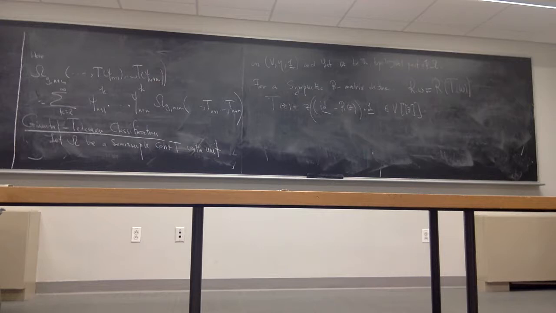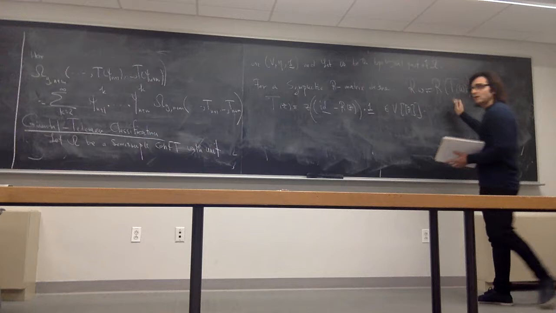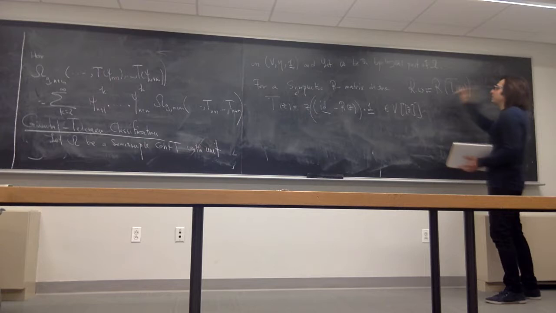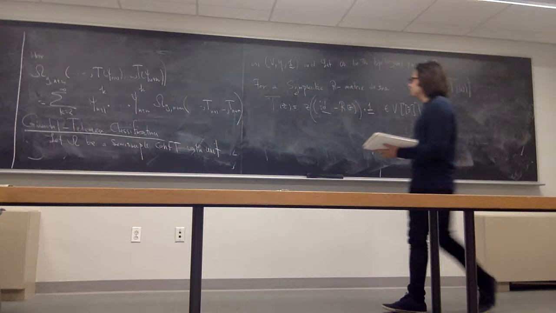And then I can just evaluate this at omega. Alright, so you put omega here. So this defines T of omega. And R of T of omega, I would like to just call it R dot omega, the action of R on omega. Then here is the theorem.